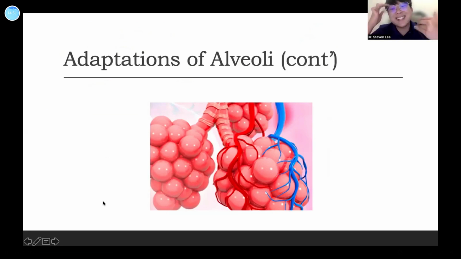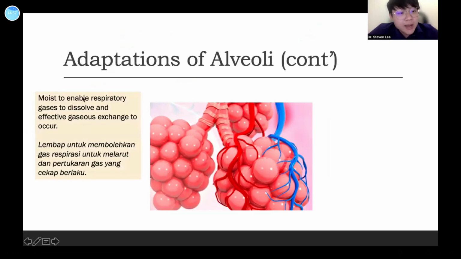So I just continue. What you can actually see is that why are the alveoli like bling bling like that? Because actually these alveoli, they are very moist. Am I right? So they are moist to enable respiratory gases to dissolve. So the keyword here is dissolve and then effective gaseous exchange to happen.